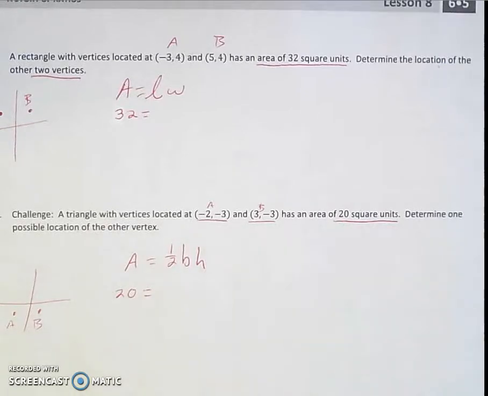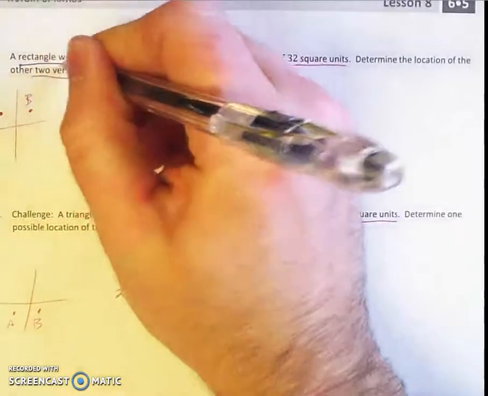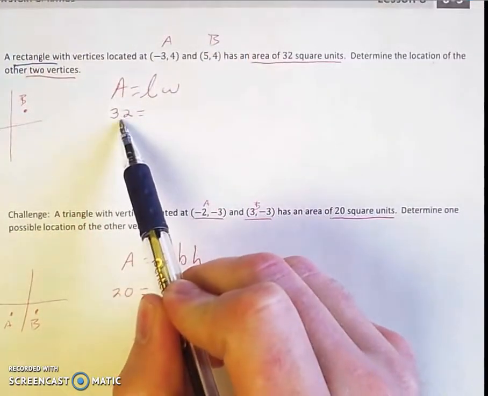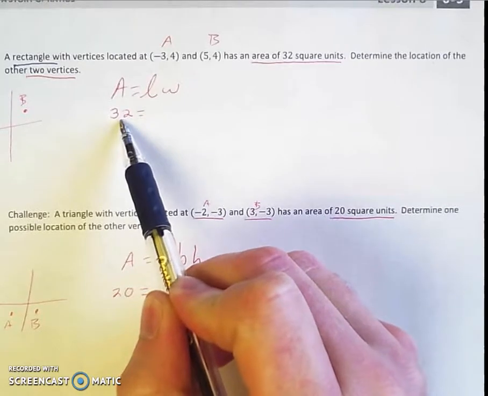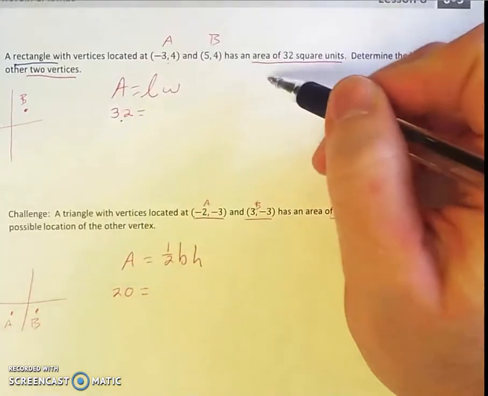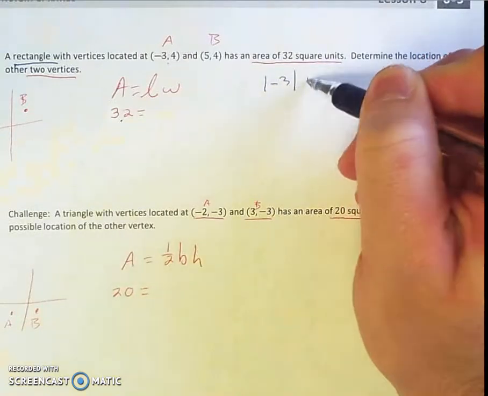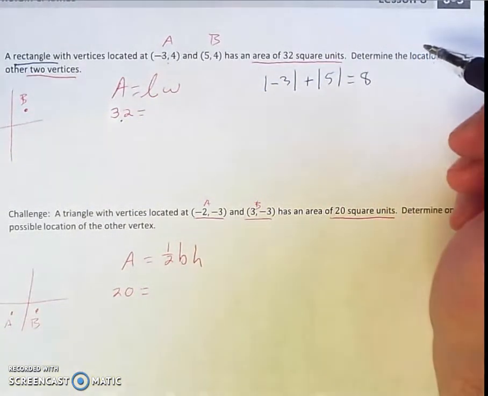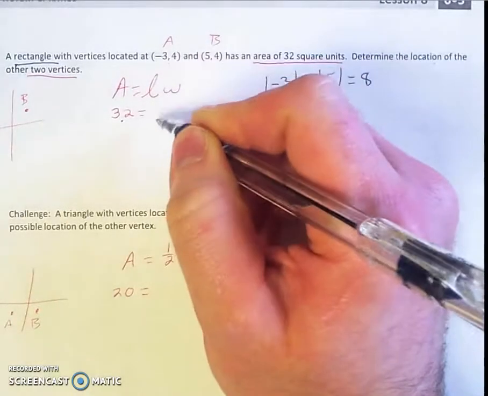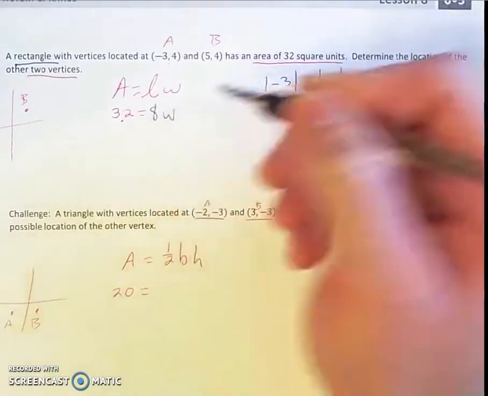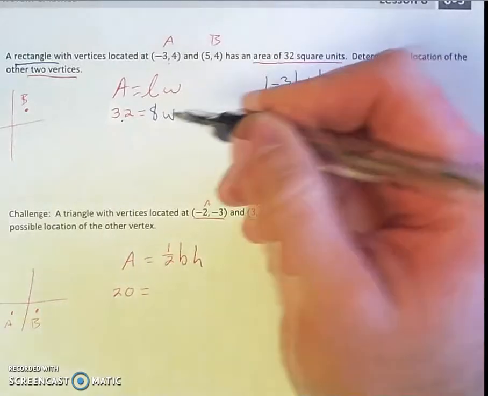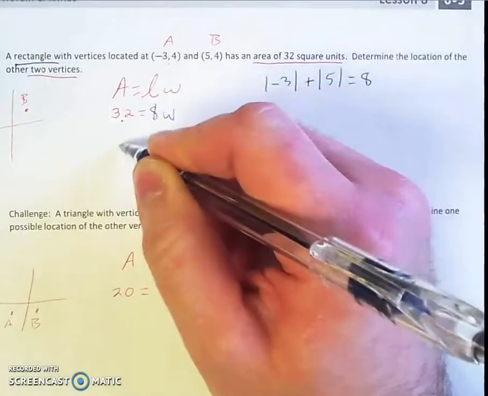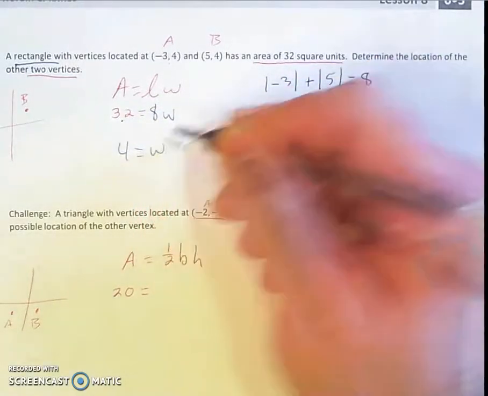So in order to do this, we use our area formula, okay, because it is going to be a rectangle. So we know that it is an area of 32. So what we can do now is see that the absolute value of -3 plus the absolute value of 5, okay, gets us 8. So that means we have length of 8. We need to solve for w. Okay, divide both sides by 8. We see that we have a width of 4.